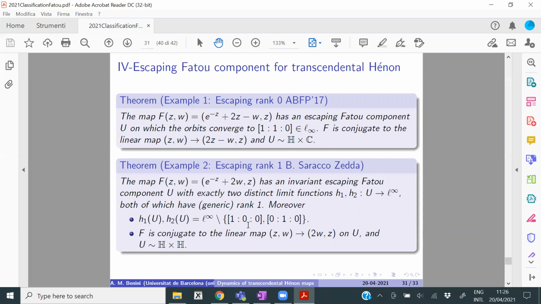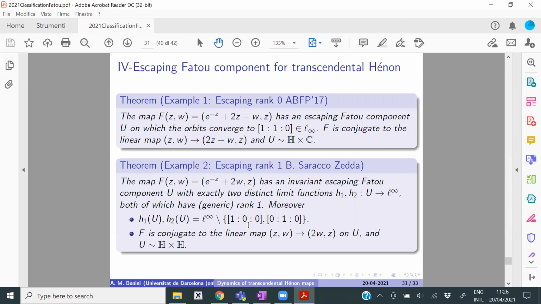You can construct several different types. Okay, one type is kind of the source type that you would expect, in which you construct an escaping Fatou component, really the analog of a Baker domain, in which you converge to a specific point on the line at infinity. So you have your invariant Fatou component, and all the iterates converge to a single point. Escaping, rank 0, because you converge to a point. And this may be the correct analog of Baker domains. And you have a nice linearization. And this we did a long time ago with Arosio, Fornæss, and Peters.